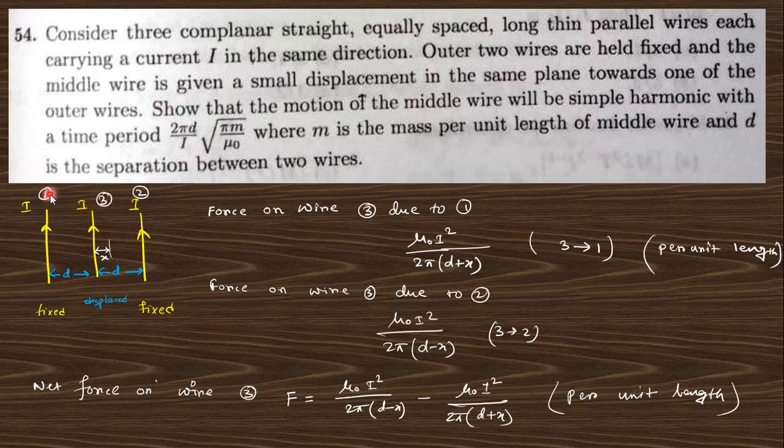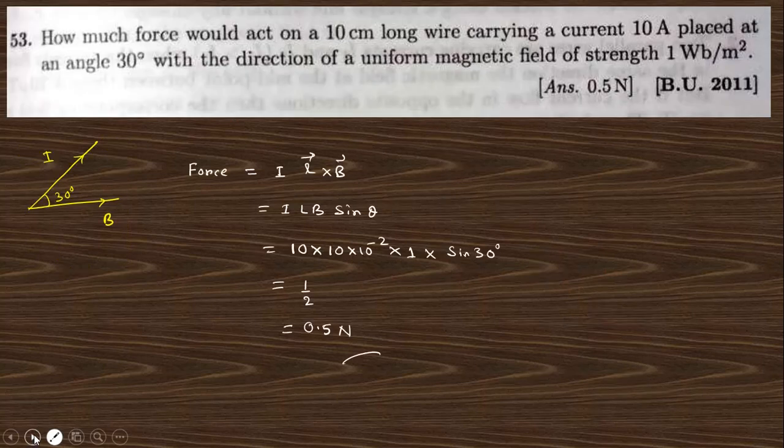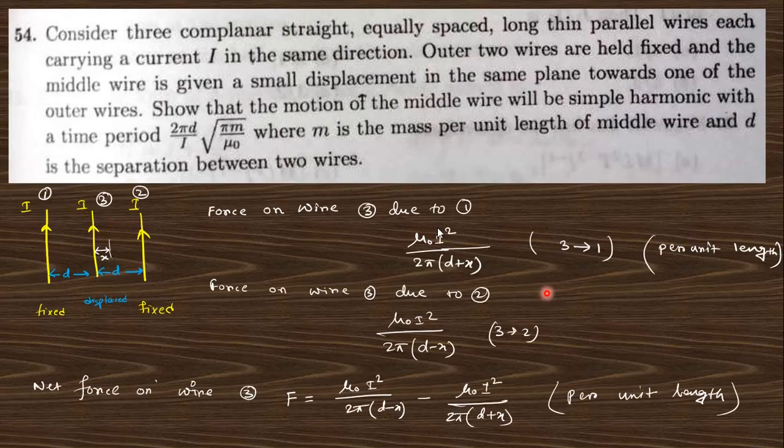So if we displace it by a distance x from the mean position, then the distance from wire 1 is d plus x. So the corresponding force per unit length will be mu 0 I square by 2 pi (d plus x). Just use this formula, mu 0 I1 I2 by 2 pi d. Here I1 and I2 are the same, that's why I retain I square, and the distance will be d plus x.